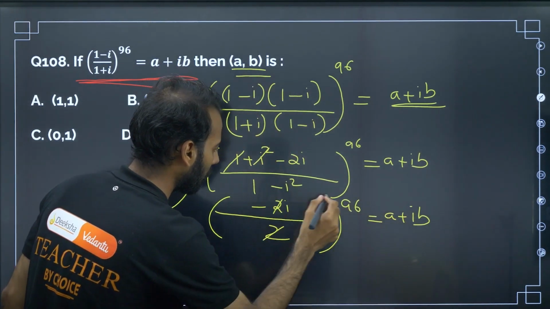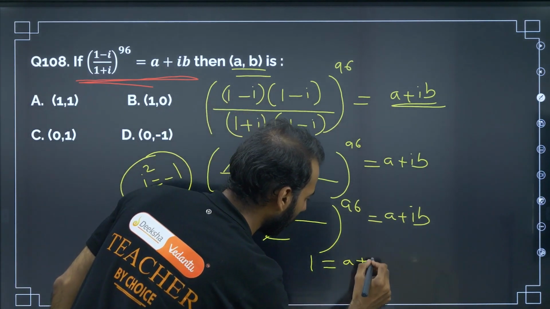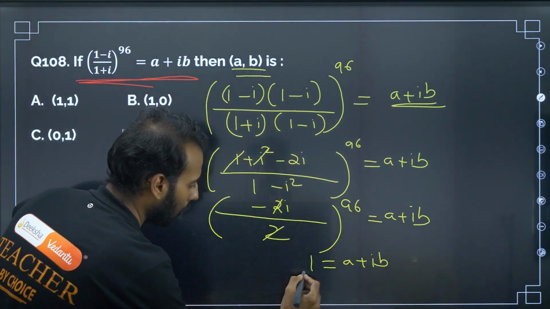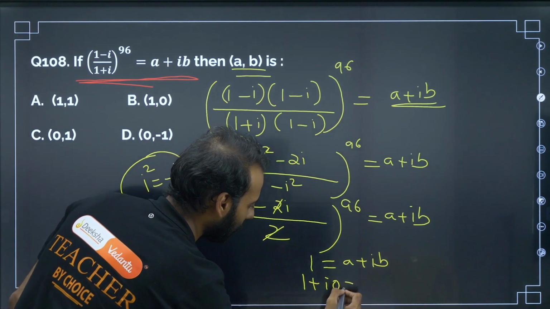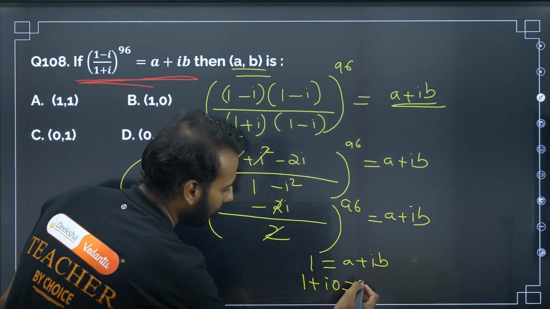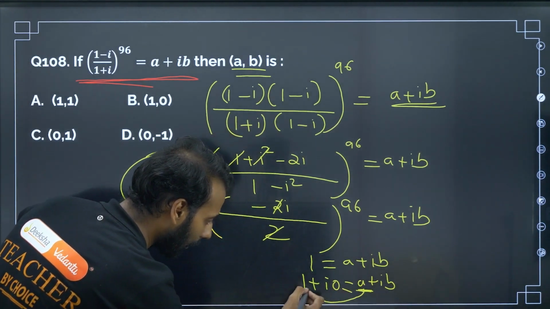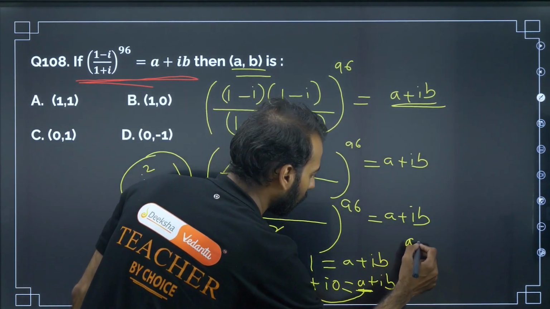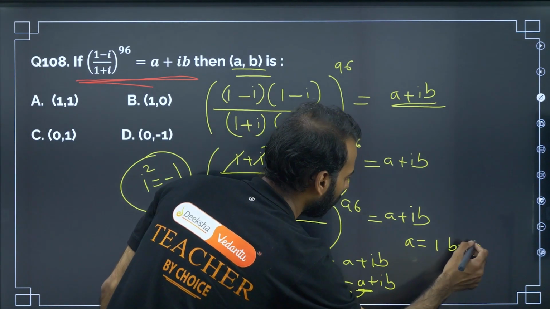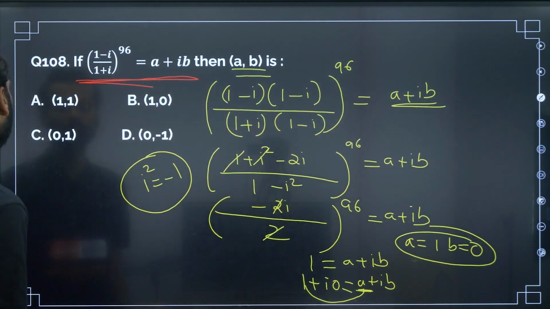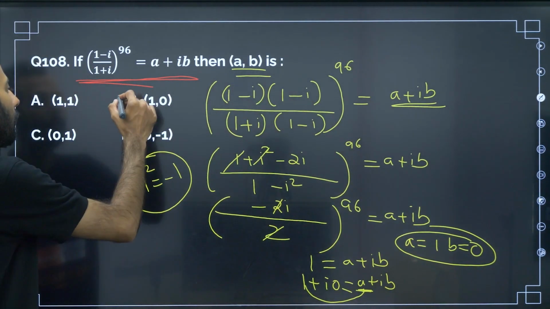Now 2 and 2 get cancelled. i power 96 is 1, is equal to a plus ib. So 1 plus i times 0. Although it is 1, we can write this as a plus ib. Now you compare: the real part a is equal to 1, b is equal to 0. Is there any option like this? a is equal to 1, b is equal to 0, that is the answer.